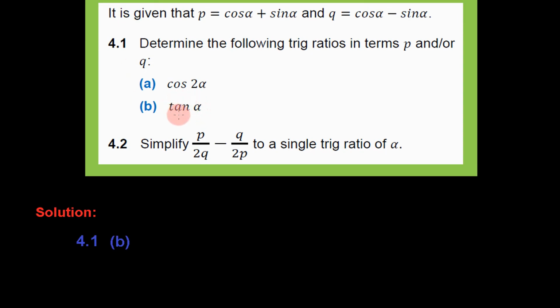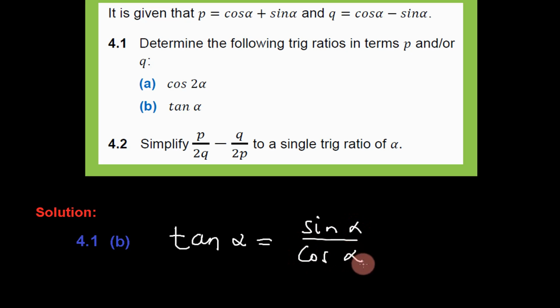We have to write the tan of alpha in terms of P and Q. Now, we're going to start by writing tan alpha as the sine of alpha over the cos of alpha. The reason that we want to do this using the quotient identity is because both P and Q are given strictly in terms of sine and cos. Now we simply have to find sine alpha and cos alpha in terms of P and Q.